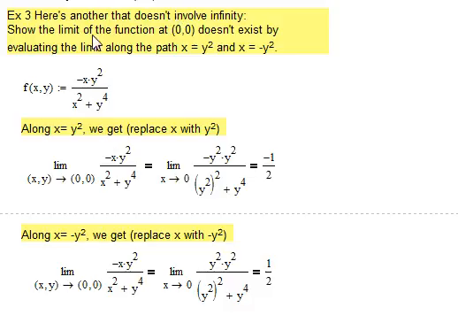Well, now we're going to look at another one that does not involve infinity. I am so glad. Well, I'm sorry that you don't like infinity, but I guess that's just the way we're going to have to do it.